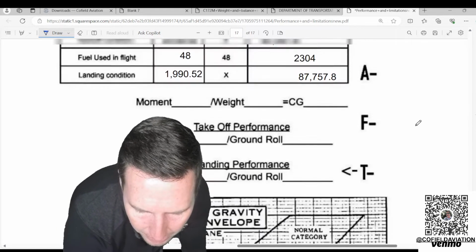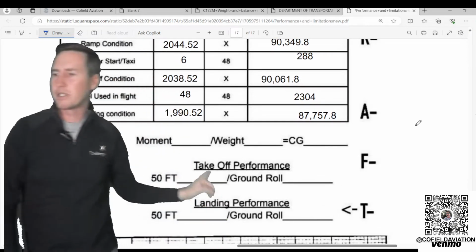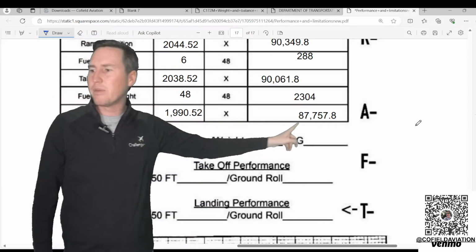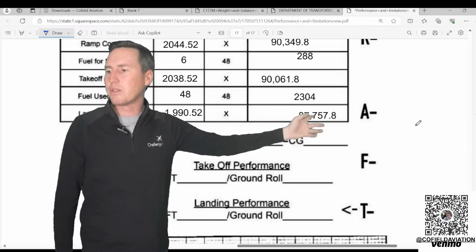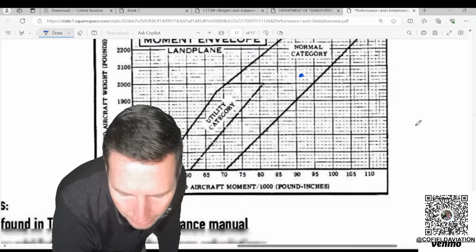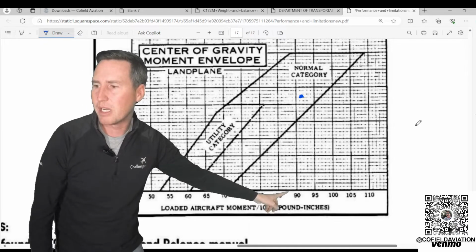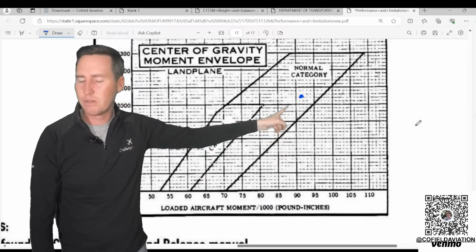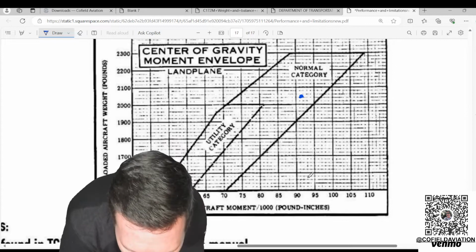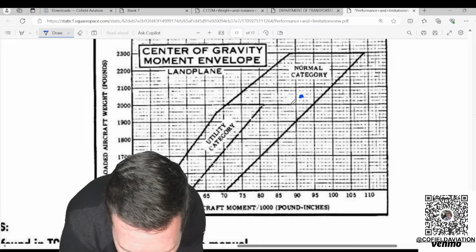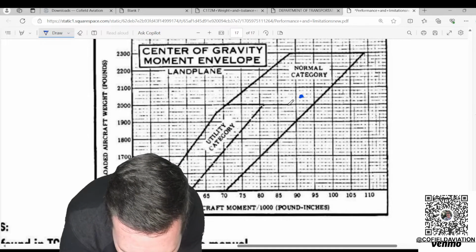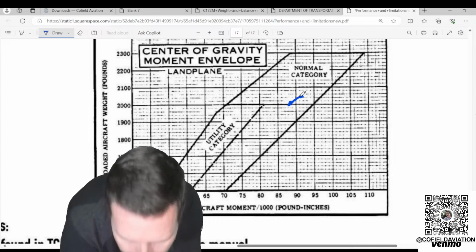Now then, we're going to come up here and we're going to mark our landing weight. So we got basically 2,000 pounds and we'll go 87.8. So we're going to go right here to 87.8, about right here, and then we're going to go right there to 2,000 pounds. So 87.8. This doesn't have to be perfect, just somewhere there. Okay. All right, and then we can draw a line between the two.